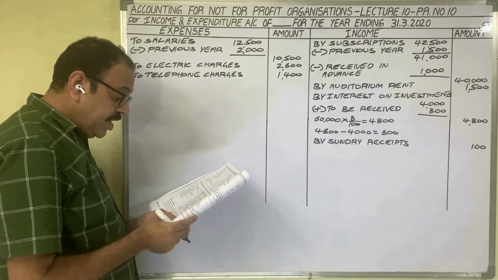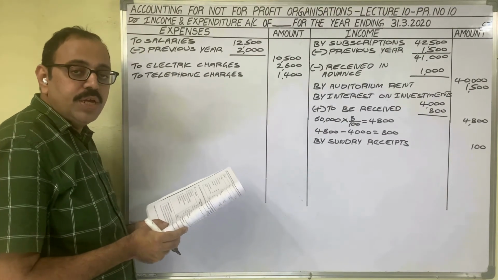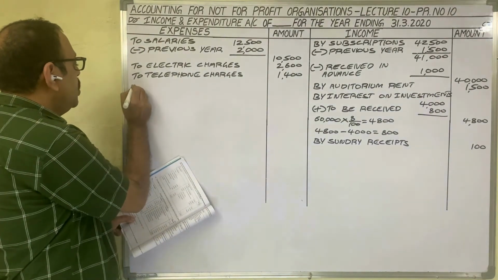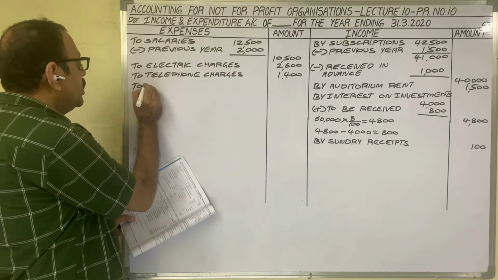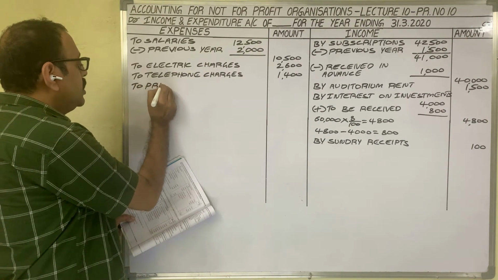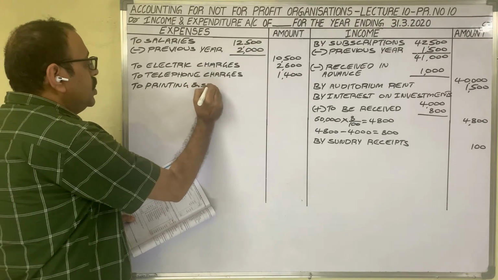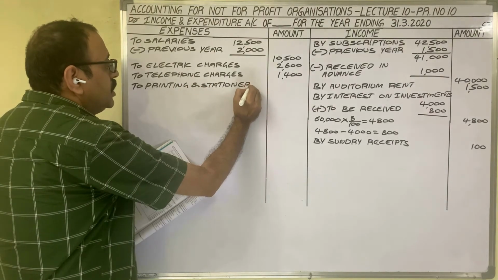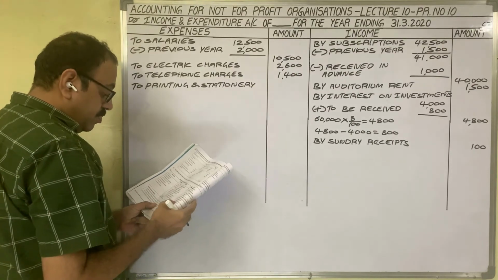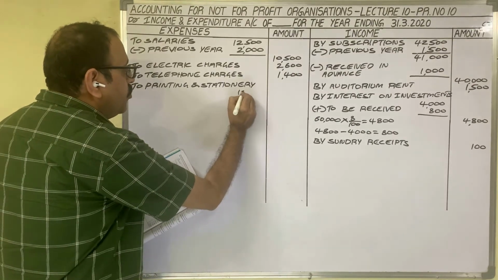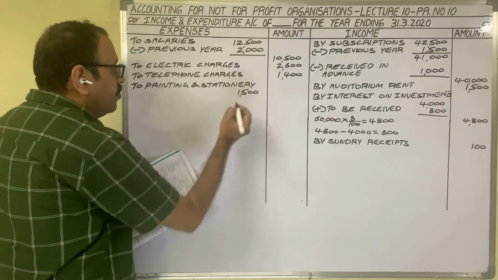Next, printing and stationery 1,500 rupees. Printing and stationery is also repeated expenditure. So debit side. Printing and stationery. Adjustment is given. Therefore, printing and stationery amount 1,500 in inner column.